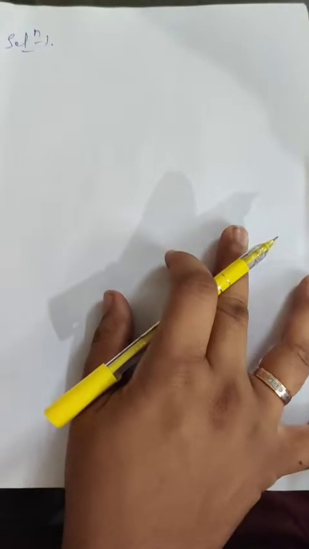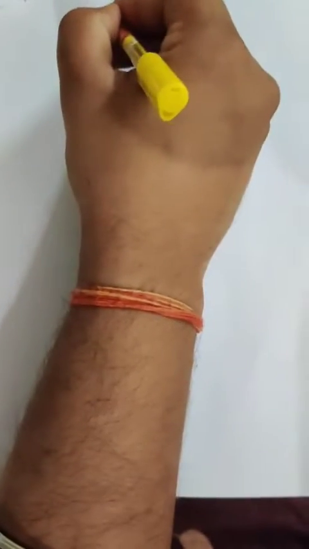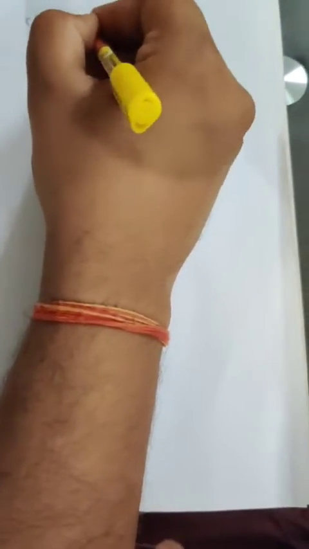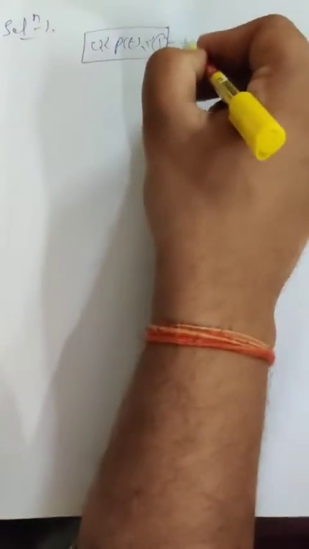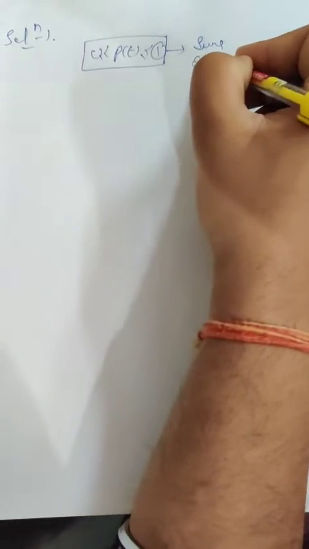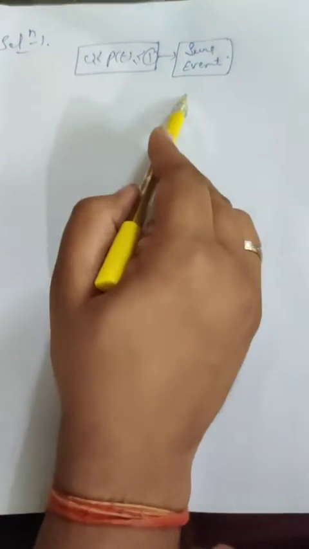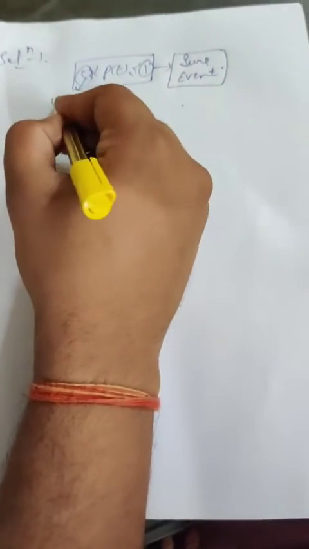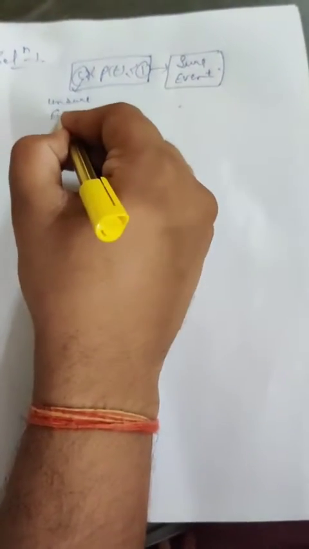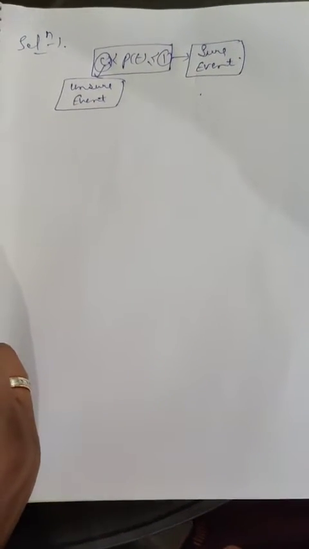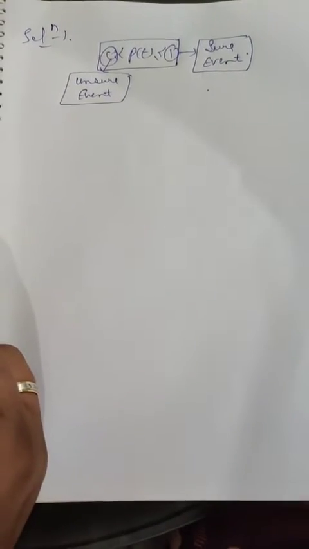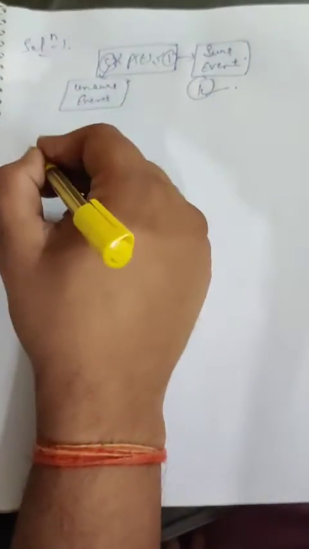The first question is, what is the probability of a sure event? As we all know, the value of probability lies between 0 and 1. Here 1 is called a sure event, or the possible event, and 0 is called an unsure event or impossible event. So the probability of a sure event is 1. So 1 is the answer. Now the second solution.